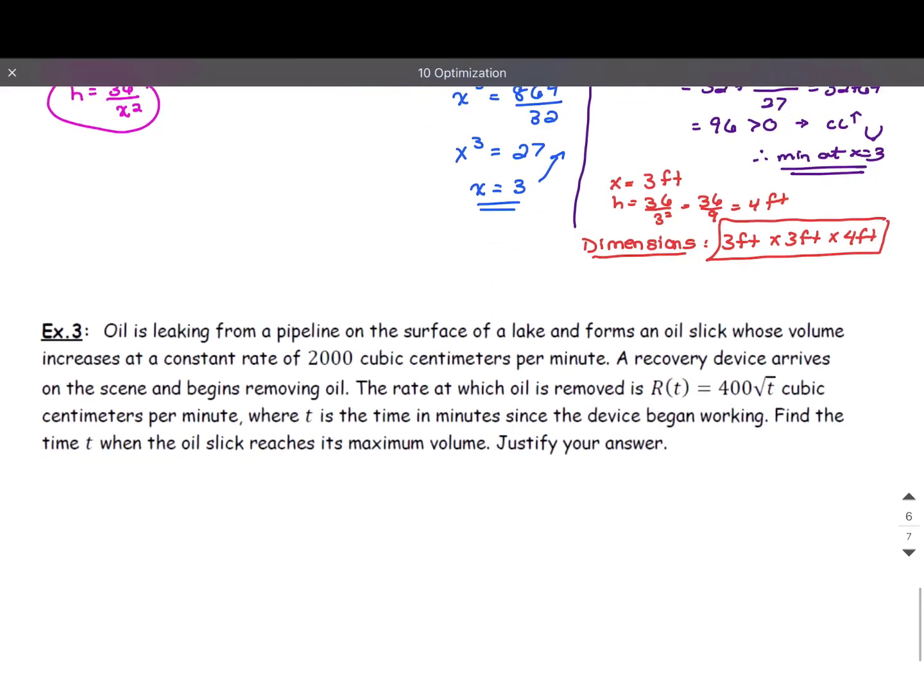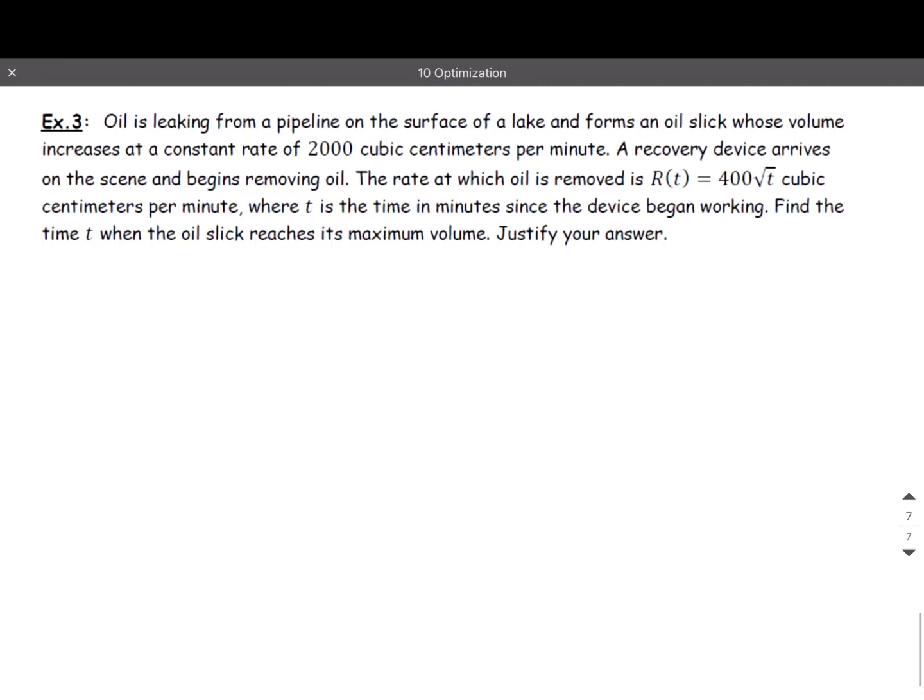Yay! Okay, one more problem for today. Oil is leaking from a pipeline on the surface of a lake and forms an oil slick whose volume increases. So we have this round volume, okay, but there's height to it. So it's more like a disc type thing. And you know I can draw, so please bear with me here. You guys draw better than I do.